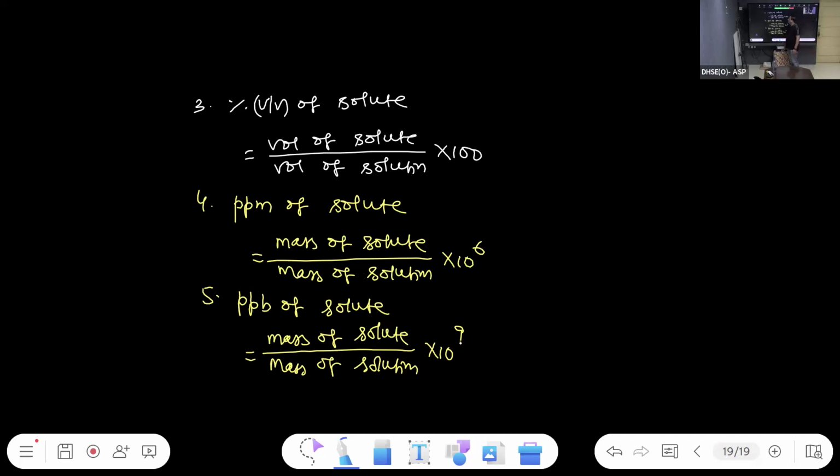So note down: ppm and ppb are used for expressing small quantity of solute inside the solution.